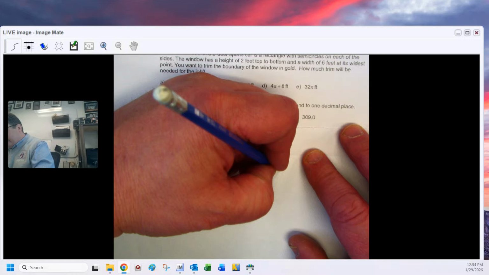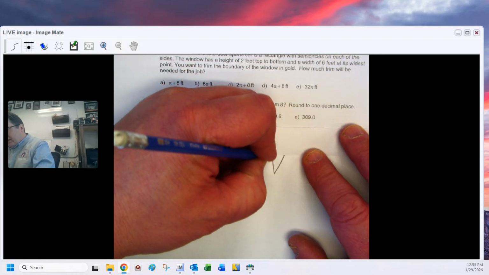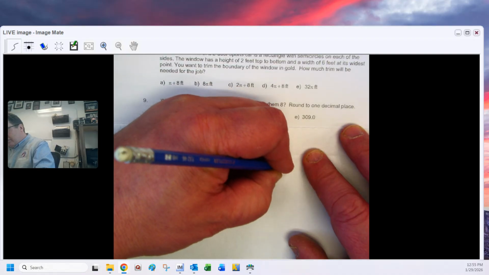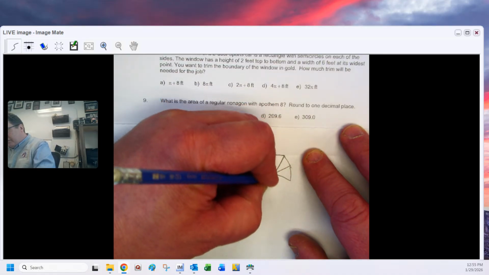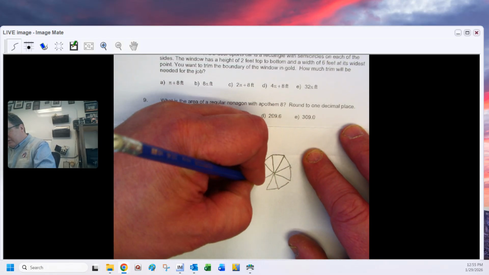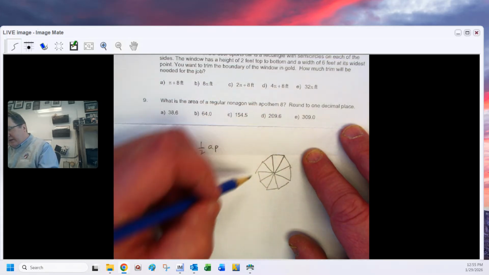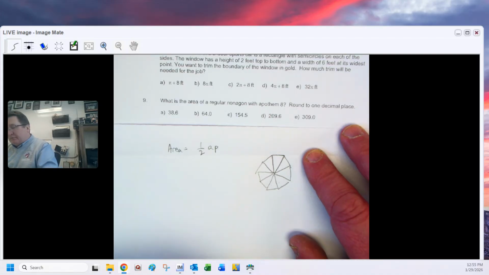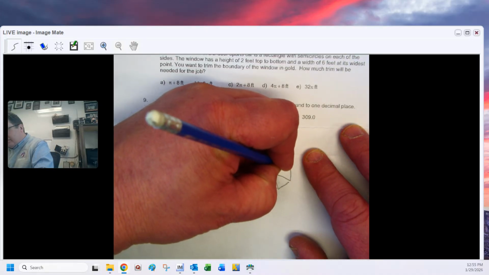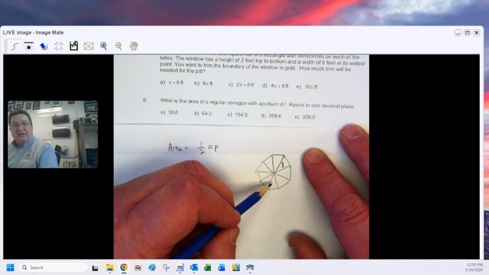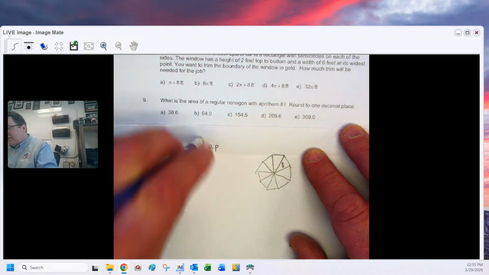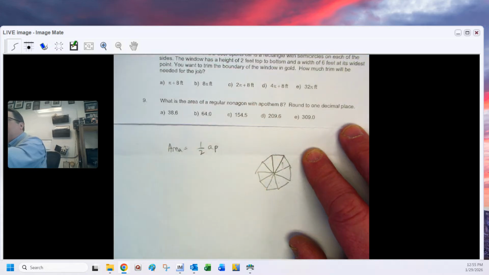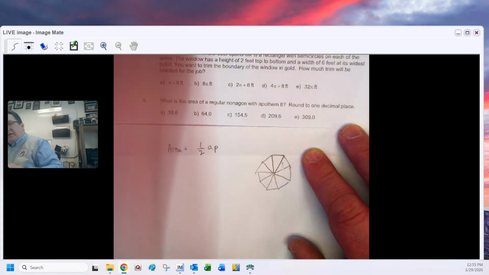Sorry, I'm not going to be able to draw that perfectly, but it's not bad actually. 1, 2, 3, 4, 5, 6, 7, 8, 9. And so what they're saying here is the apothem is 8. The apothem is the center to the outside. Oh, that's not right. The apothem is the center to the midpoint.